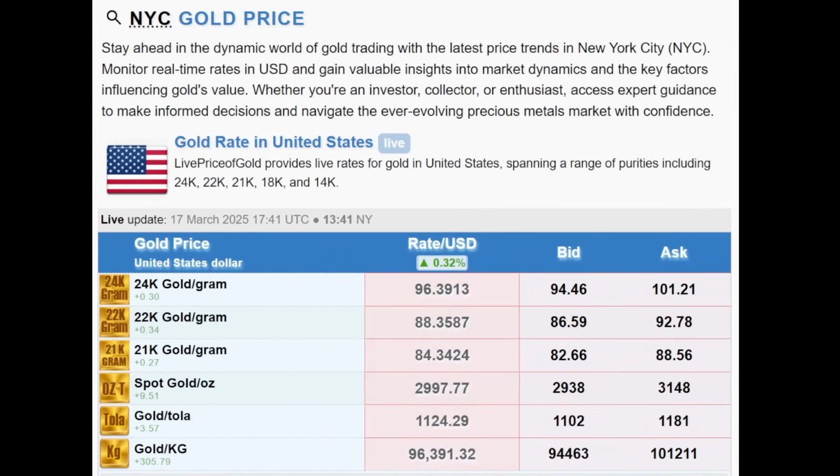And as you can see, we have the live updating New York gold price here. So currently it's sitting at $2,998 per ounce, and it's sort of bouncing around. I've seen it go down to $2,997, $2,999, but we're still under $3,000 at the moment. So we'll see where it goes from here.